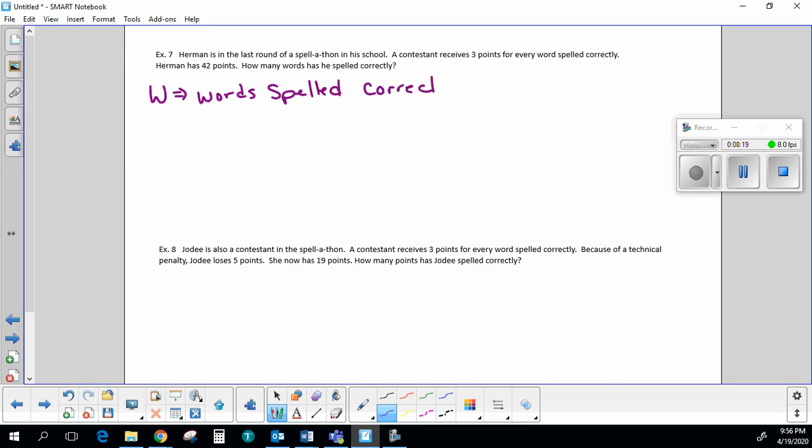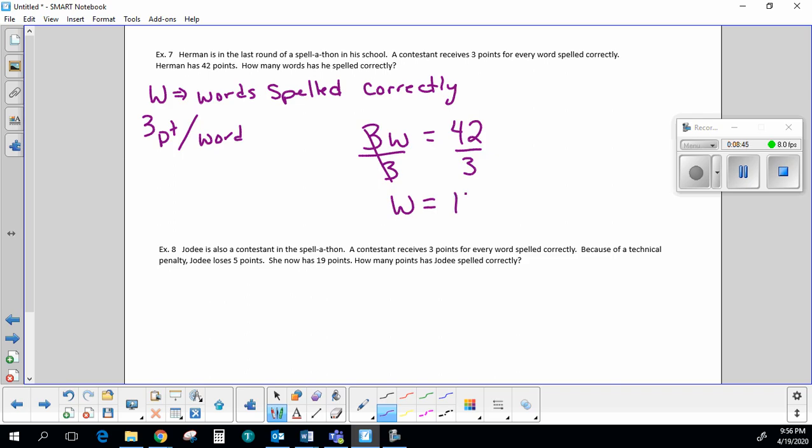And because there is 3 points per word, my equation is going to be 3W equals 42, which is the points that he has. So if I solve this, like I did in the last examples, I'm going to divide by 3 on both sides, cancel, and W is going to be equal to 14. Okay, so he has spelled 14 words correctly.